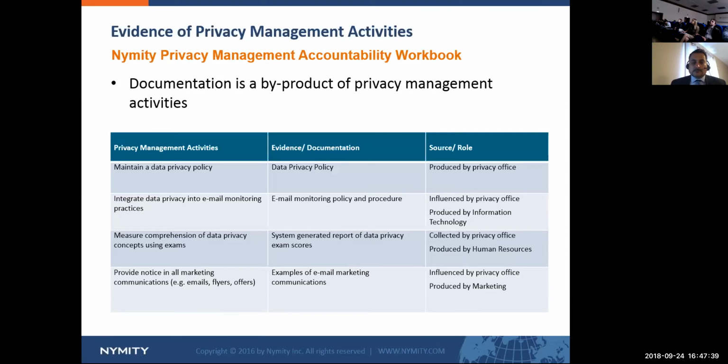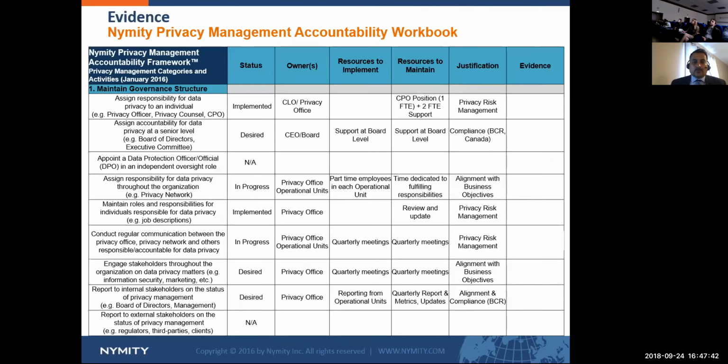Okay. And so going back to our workbook, now you have added your sixth column, and that's your evidence. So now you can start detailing what evidence you have, and if you wanted to, even provide hyperlinks in the spreadsheet. But this is an example of now you're starting to populate and document your program, status, owners, resources, justification, and evidence. The tool allows you to do that.